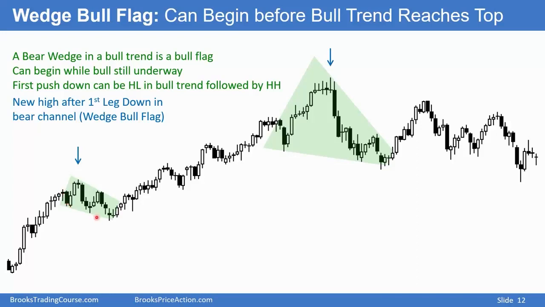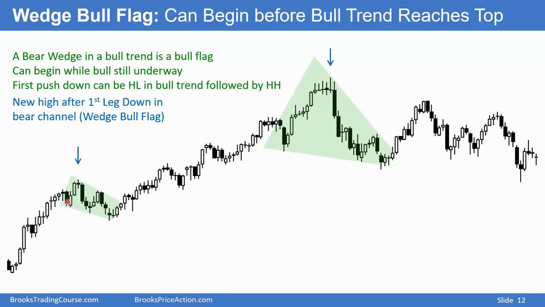First leg down in what became a wedge bull flag came before the bull trend ended, and the same here. You could say that the bull flag began here, 1, pullback 2. I think it's more realistic to say this was the start of the bear trend, and there was a transition in here where the bear trend was beginning and the bull trend had not yet ended.